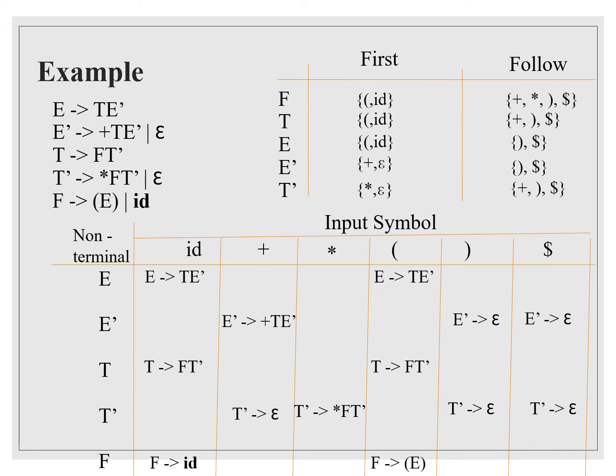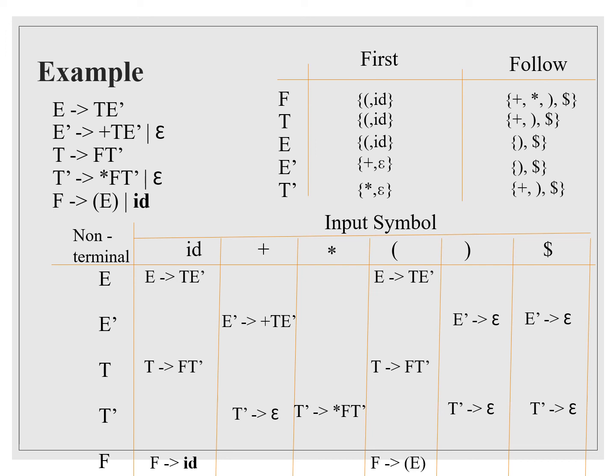Similarly for F. So what is F? The first of F is open bracket and ID. Therefore, what is the first alternative here? F derives bracketized E. What is the first of the right hand side? Only open bracket. Therefore, we place F derives bracketized E in the column entry open bracket, and F derives ID only in the column entry ID.